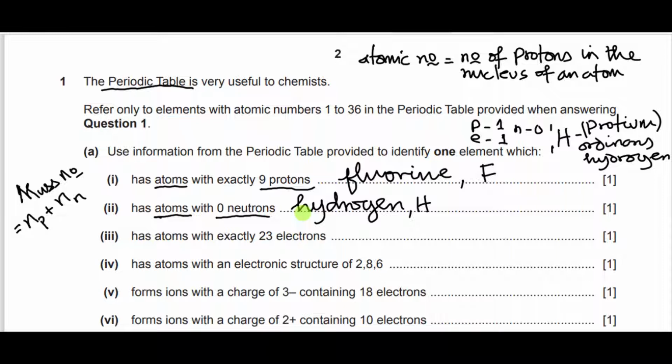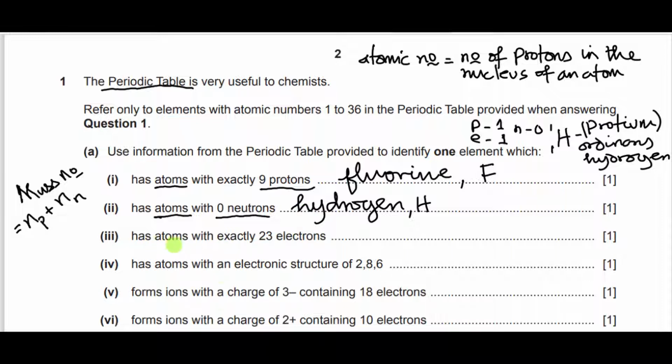Whereas every other element in the periodic table has at least 1 neutron in the nucleus of its atom. So hydrogen is the only element with an incomplete set of subatomic particles. Alright, so let's move.